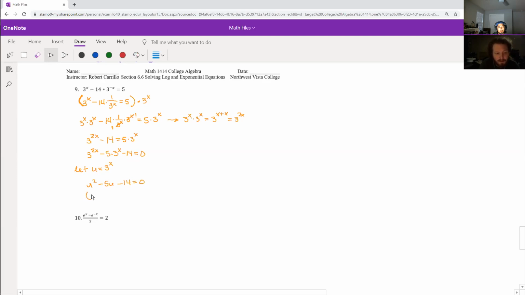This will factor into u minus 7, u plus 2. And this works because I know that the only factors of 14 are 7 and 2, and coincidentally, if I add one and subtract the other, I can get negative 5. Works perfectly. Okay, let's go to the u world, right? So we have u will equal either negative 2 or 7.